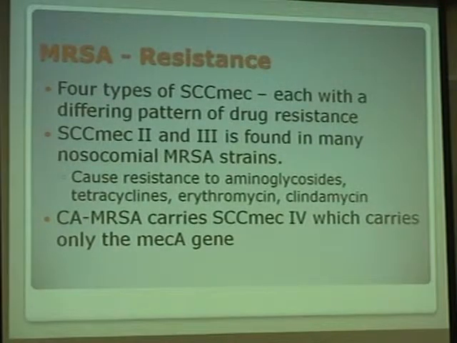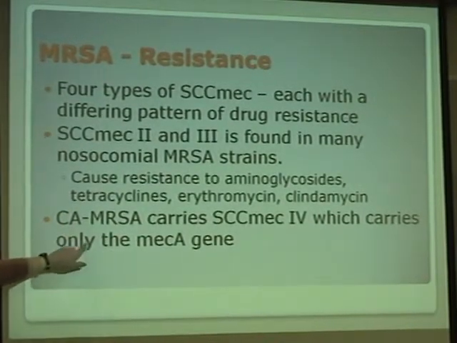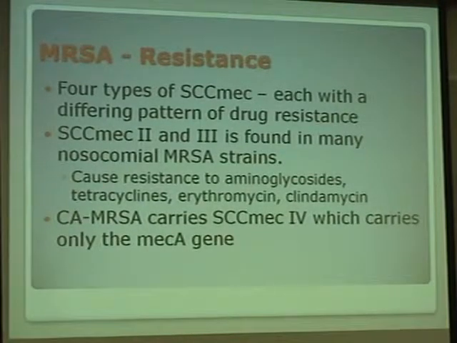So there's 4 types of that whole chromosomal cassette, and they each have a differing pattern of drug resistance. So the community-acquired MRSA only carries the mec IV, which carries that mecA gene and alters penicillin binding protein. The strains that are found in hospital-acquired or nosocomial MRSA also cause resistance to some of the other antibiotics. So hospital-acquired MRSA becomes even more difficult to treat than community-acquired.